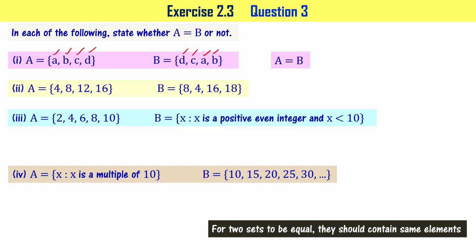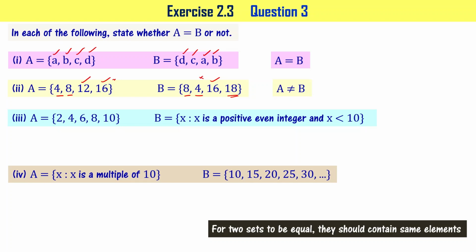Now when it comes to the second question, set A contains elements 4, which is present, 8 is present in both, 12 is present here but it is not there on this side, whereas 16 is present on both the sides and 18 is here but that is not there. It means set A and set B contain different elements, right? That's why we say that A is not equal to B for question 2.